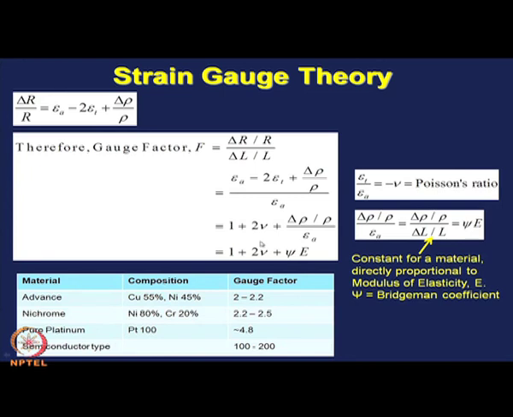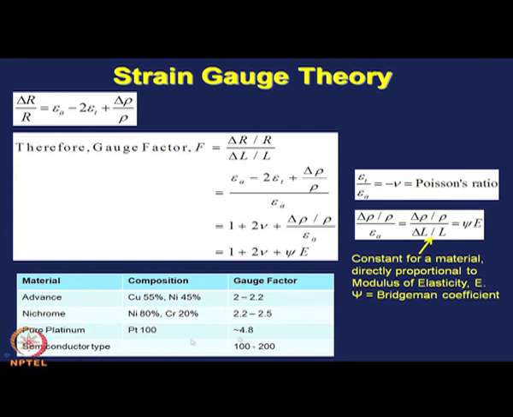I repeat, the gauge factor is finally found out to be as F equal to 1 plus 2 nu plus psi, which is Bridgman coefficient, times E, which is modulus of elasticity.